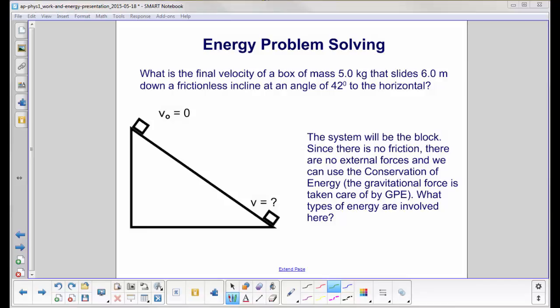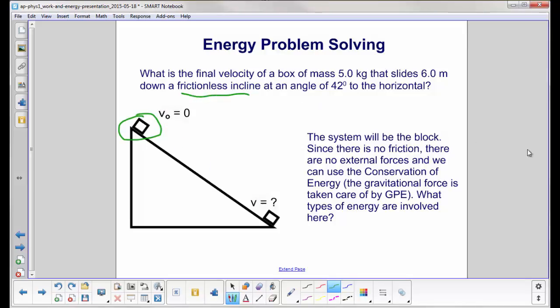This segment on energy problem solving will be a little longer than you're used to, but there's a lot of stuff that's going on before a problem can be assigned for you guys to work out. So here we have an incline, pretty standard, and we want to know the final velocity of a box that starts up here. Here's my box at the top of the incline, and we're just going to let it go.